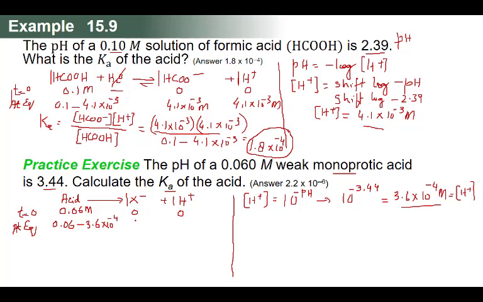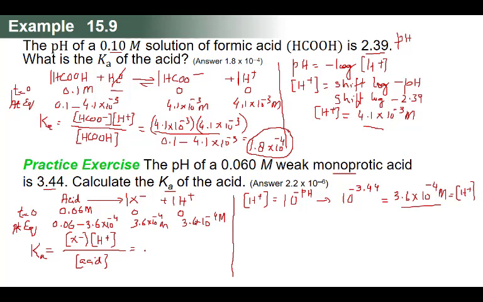The negative ion will also be 3.6 into 10 raised to the power minus 4 molarity, and the hydrogen ion is the same, 3.6 into 10 raised to the power minus 4 molarity. Now we can write the Ka. The dissociation constant of the acid is equal to product upon reactant. The product side has the negative ion and the positive ion, and this is the acid here. We don't know the name of the acid, so we write just acid simply.